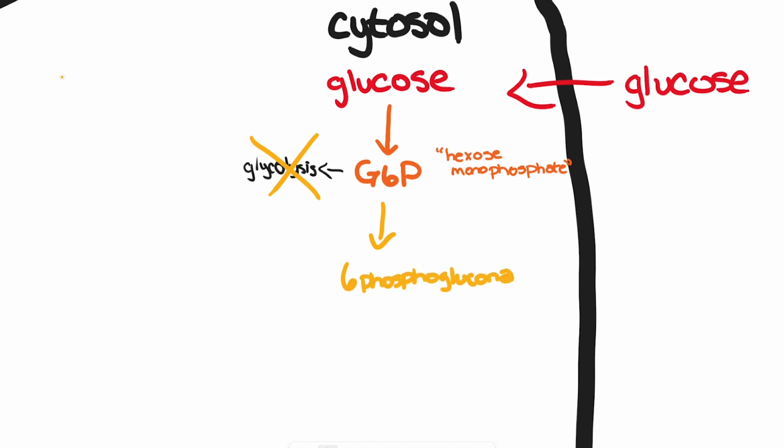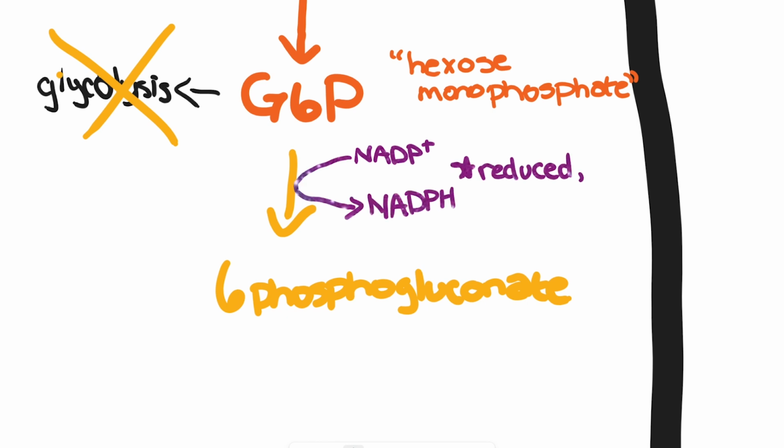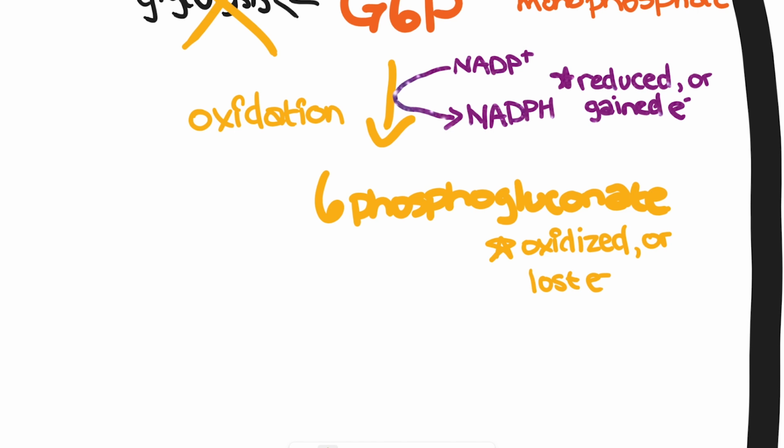Instead, it's going to get shunted to make 6-phosphogluconate. In the process, NADP+ is going to gain an electron and get converted into NADPH. Because electrons are gained, NADP+ is known as being reduced, while G6P is being oxidized because it lost electrons. So this is the first oxidation step in the pentose phosphate pathway. And the enzyme that catalyzes this reaction is called G6PD, or glucose 6-phosphate dehydrogenase.